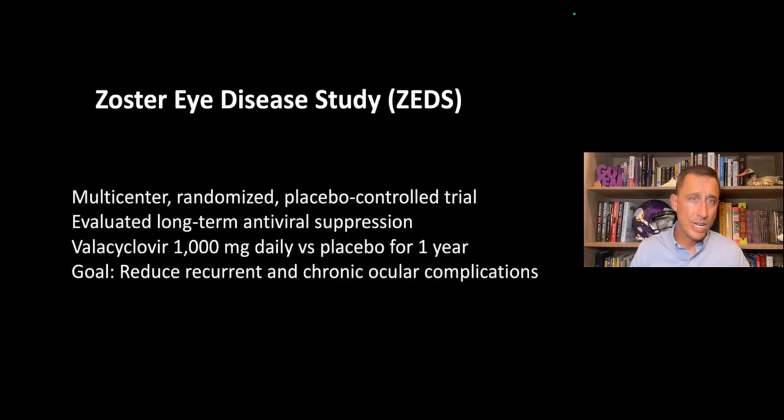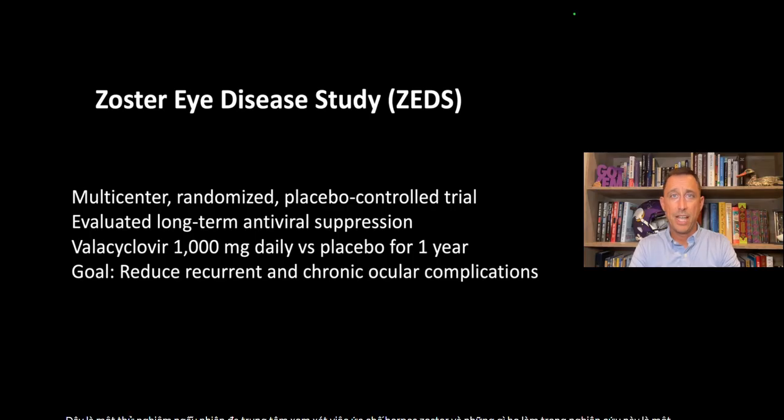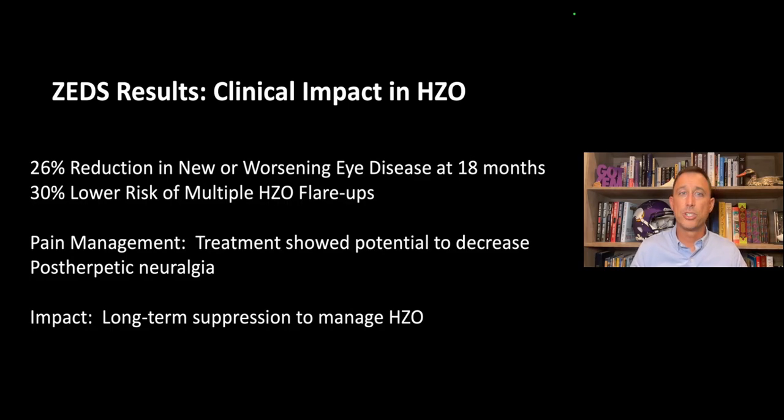And then we have learned recently from the Z study, the Zoster Eye Disease Study. This was a multi-center randomized trial that looked at suppression of herpes zoster. In this study, one group got valacyclovir 1,000 milligrams daily. This was after they've cured them or essentially gotten past that eruptive phase. They've had them on the therapeutic dose, and now they're asking, how do I prevent a recurrence? So valacyclovir 1,000 milligrams daily versus a placebo group for 1 year. The goal here was to reduce recurrent and chronic ocular complications. And this is what the data told us.